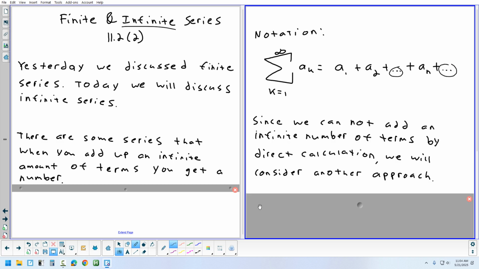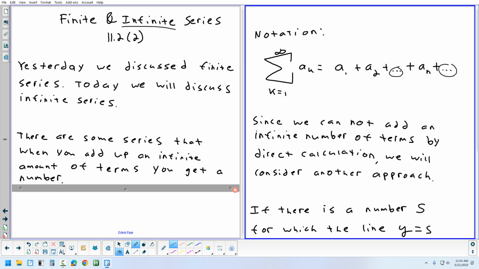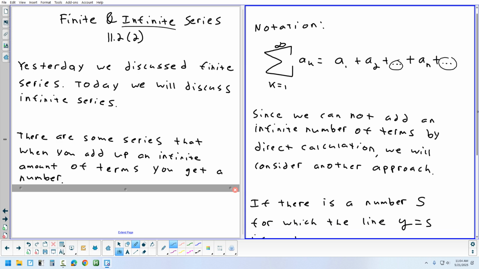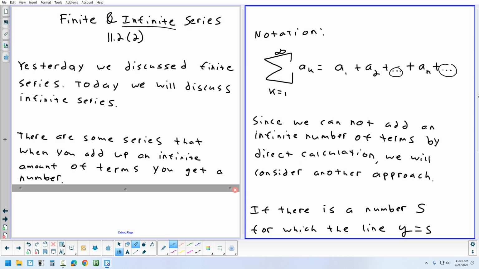So adding up an infinite amount of terms by hand, obviously you can't do that. It would take a long time. So we've got to figure out a different way to add up infinitely many things. We're going to do a little bit on the calculator in terms of a visual, and then we're going to look at a formula. The idea of adding up infinitely many things is kind of like the idea of an asymptote. It's a value you're going to get close to, but you never reach.